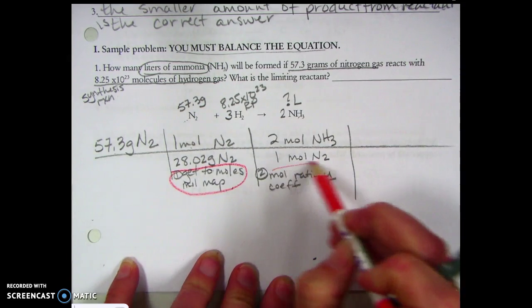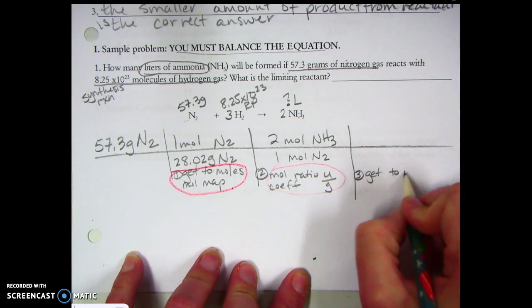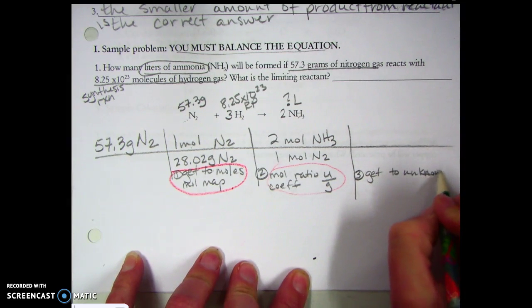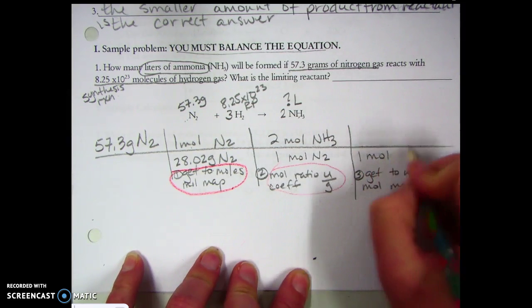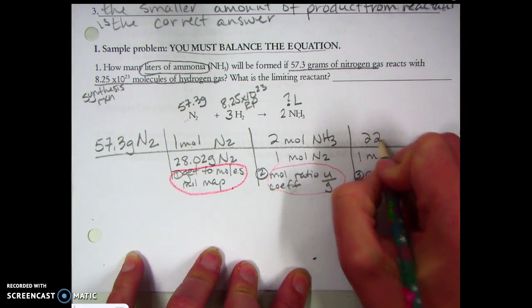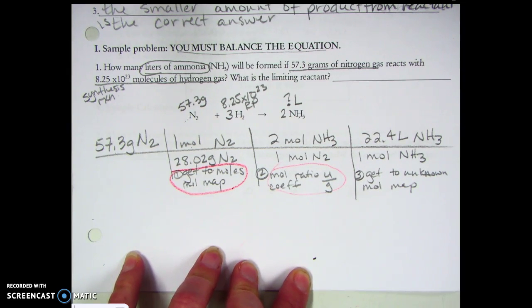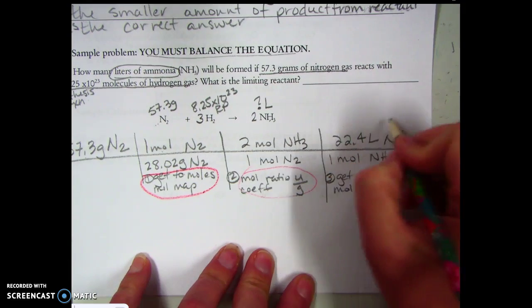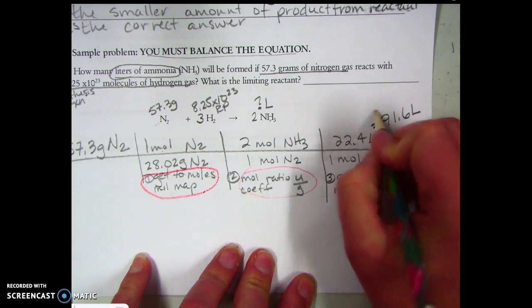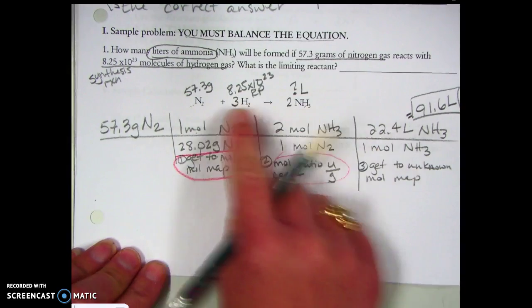Our third step is going to be get to the unknown. And we do that by using the mole map. The words on the top are the words on the bottom. So every 1 mole of ammonia, there are 22.4 liters of ammonia. Okay, so we do the math, multiply straight across, divide by the bottom, and we get 91.6. So this equals 91.6 liters. Okay, so nitrogen gas produced 91.6 liters when it reacted with hydrogen.